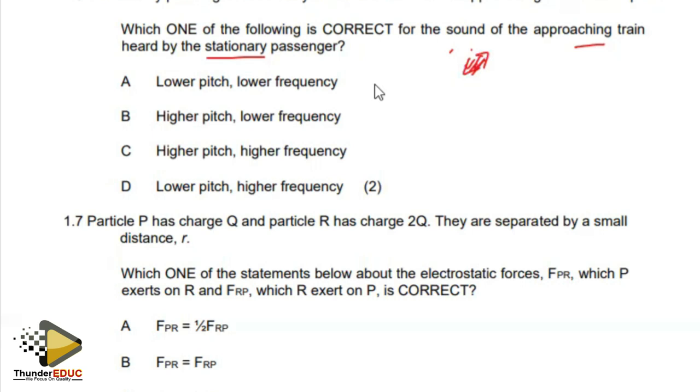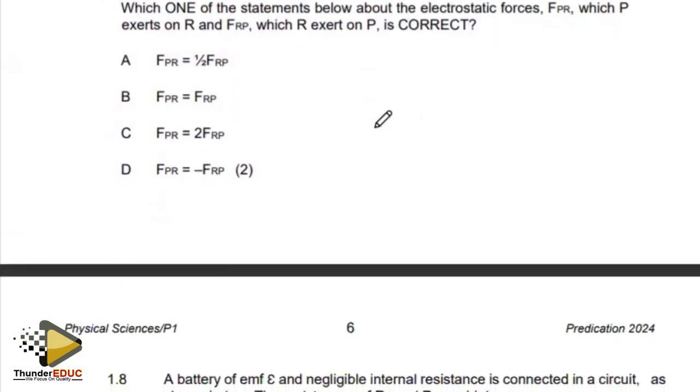Let's first look. So this one is out, and then the last option is also out. So that is lower pitch. Now, the observed frequency, since the source is approaching, should also be more, because you tend to hear more of the noise or the sound. So higher pitch, higher frequency, because pitch is how high or how low a sound note is.